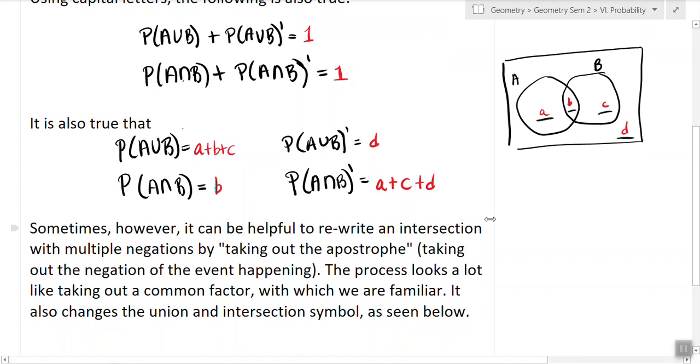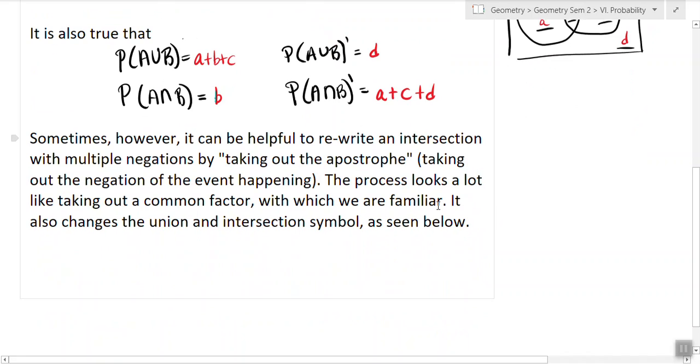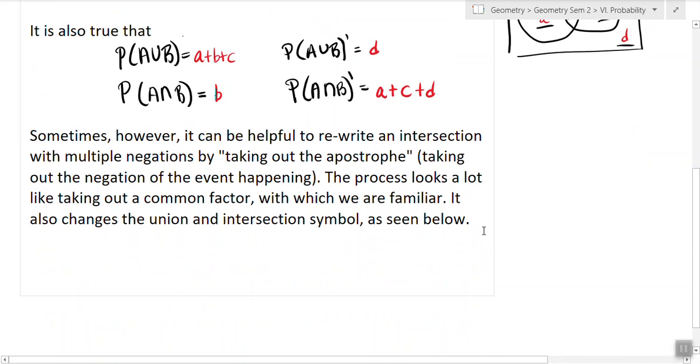Okay, so once you're super comfortable with those definitions, it's time to approach a question that has something like a double negative. All right? So it can be helpful to rewrite an intersection with multiple negations by taking out the apostrophe, taking out the negation of the event happening. The process looks a lot like taking out a common factor with which we are familiar. It also changes the union and intersection symbol as seen below.